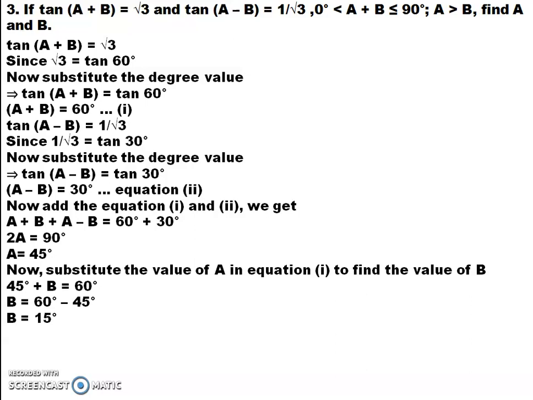So what is the answer? 15 degree. You have a condition that A is greater than B. So here A is equal to 45, B is equal to 15. Is that clear to you, children? So, if you want to do this problem, you have to study table 8.1 in your textbook thoroughly. Now, let us see the next problem.